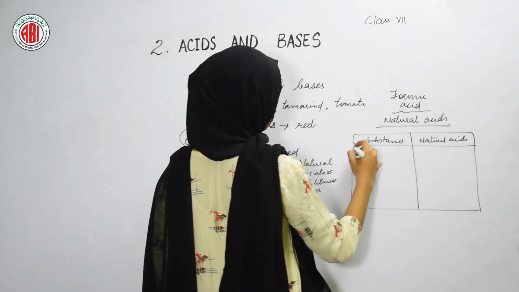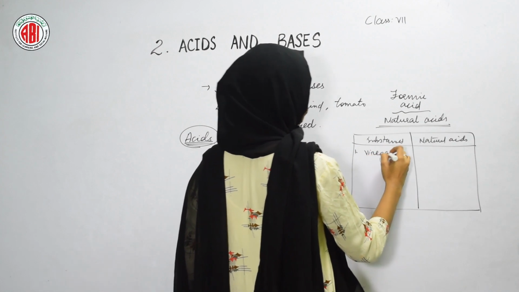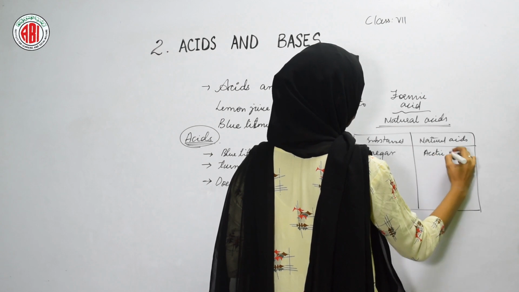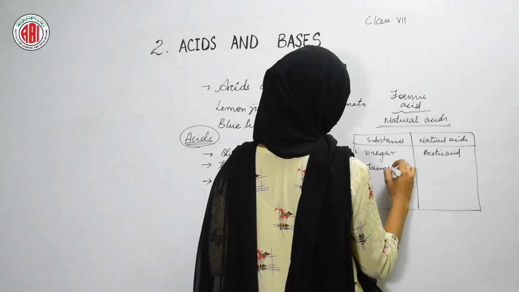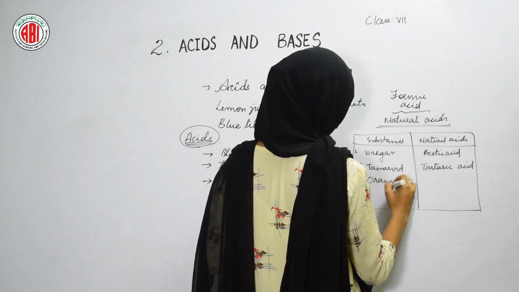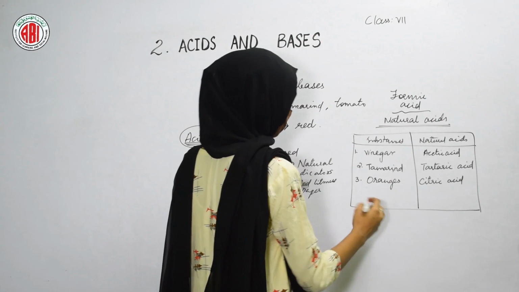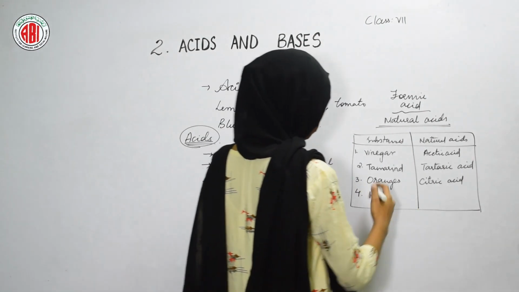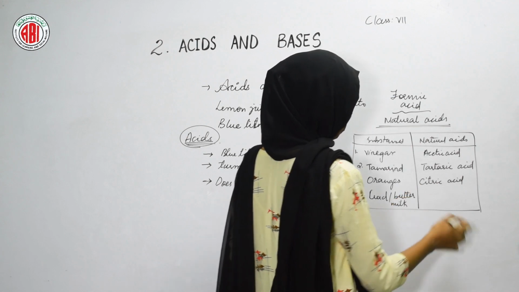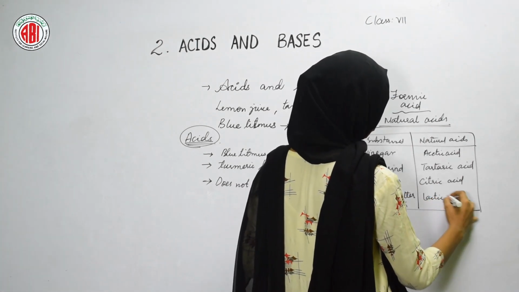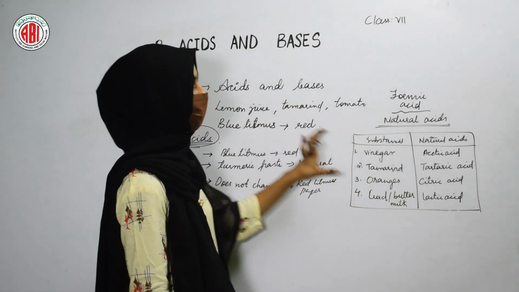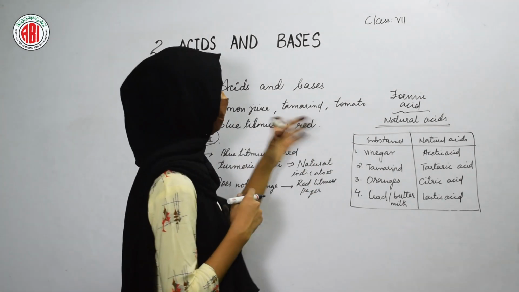First we'll take an example of vinegar. Vinegar is a substance that contains acetic acid, and tamarind is a substance in which tartaric acid is present, and oranges are the fruits that contain citric acid. And one more example we'll take here is curd or buttermilk. This is also a food item that contains a natural acid, which is named lactic acid. In this way, different food items contain different natural acids.